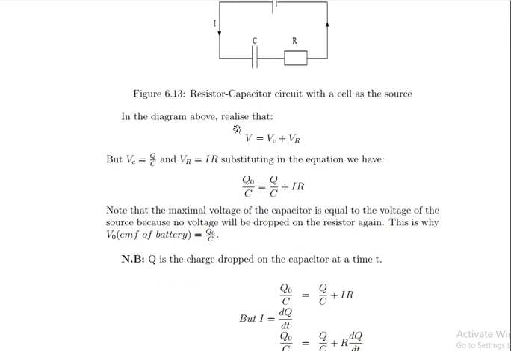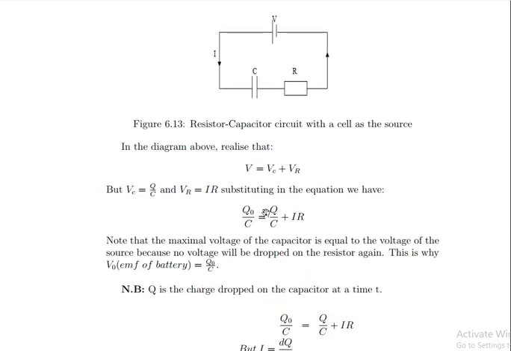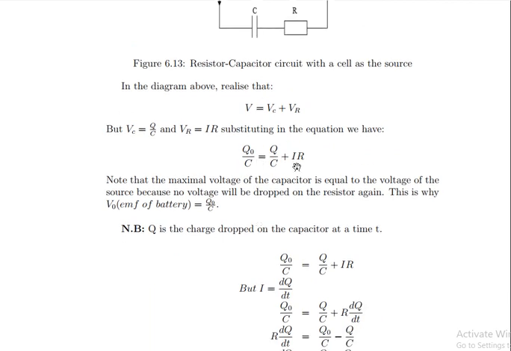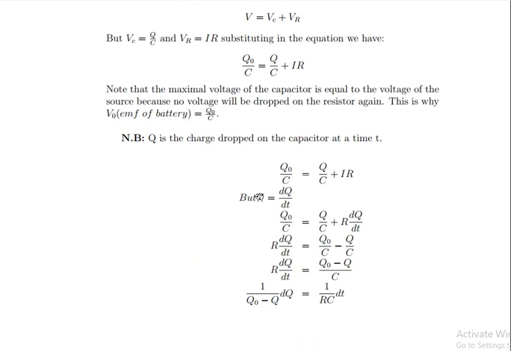So here the voltage of the source will be equal to V of the capacitor plus V of the resistor. But V of the capacitor is Q over C, and V of the resistor is equal to IR. So when we substitute, at the initial point in time, the total voltage is going to be Q0, the maximal charge on the capacitor, divided by the capacitance. Then we substitute that I is equal to dq over dt.